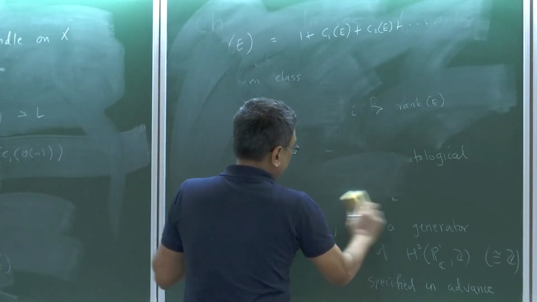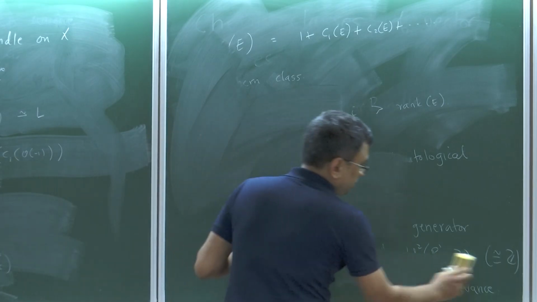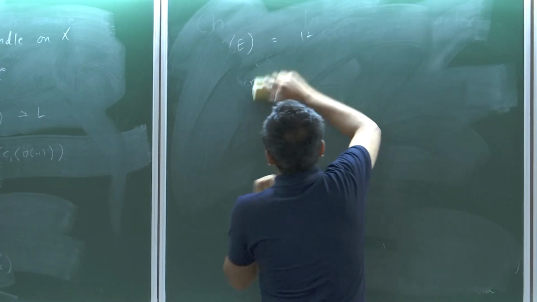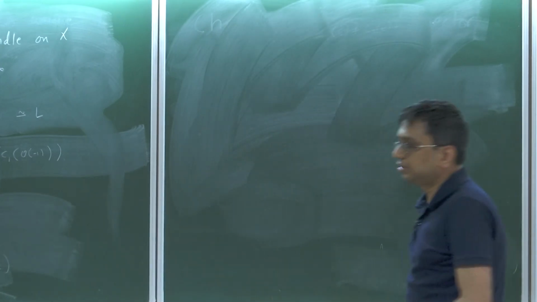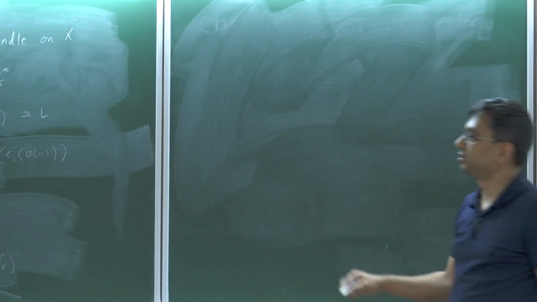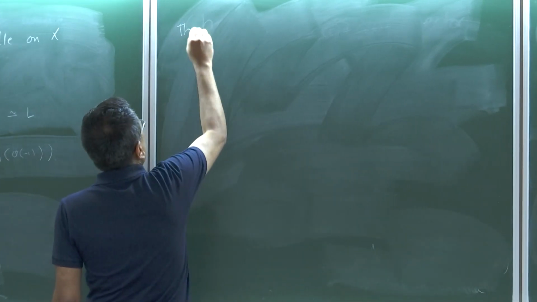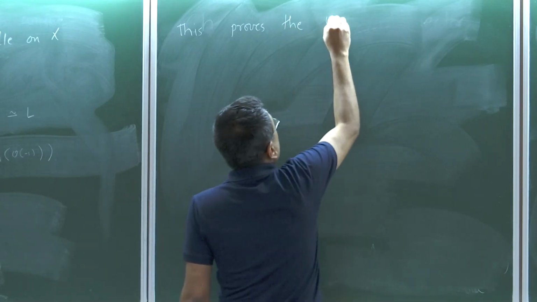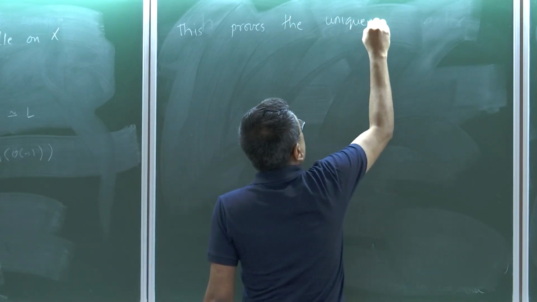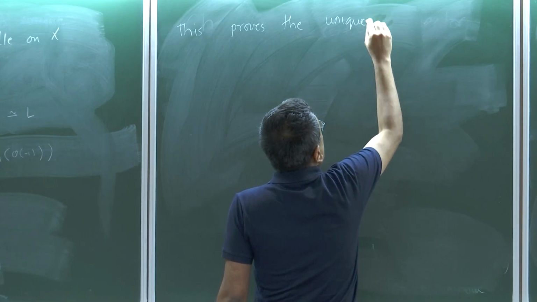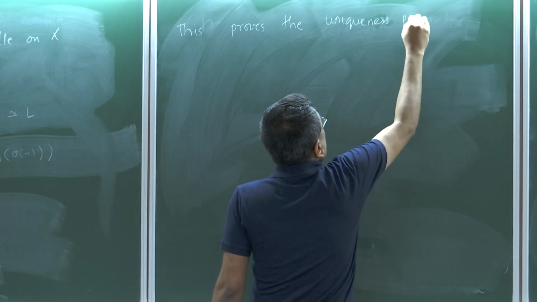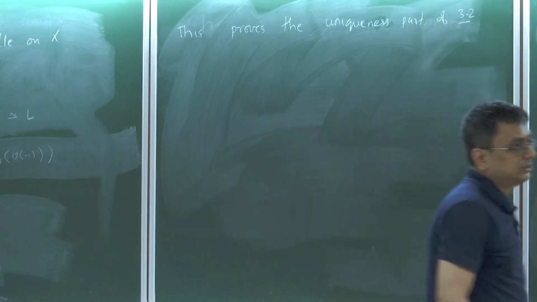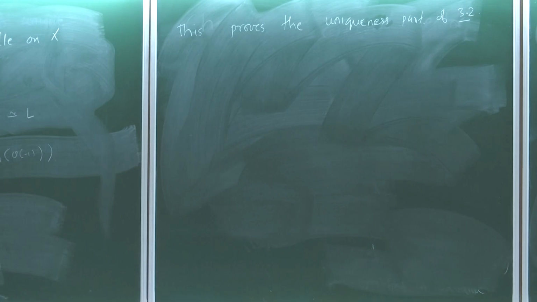So this shows us that the splitting principle and the fact that P infinity C is a classifying space give us uniqueness in the theorem that we want. So this proves the uniqueness part of the theorem. Okay. So is it clear how uniqueness follows?